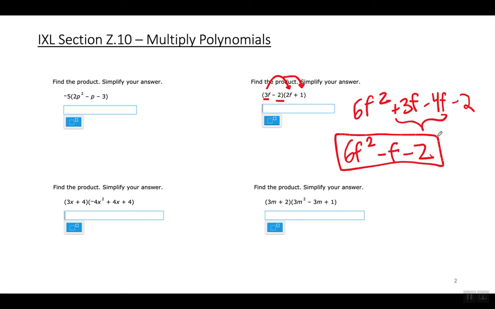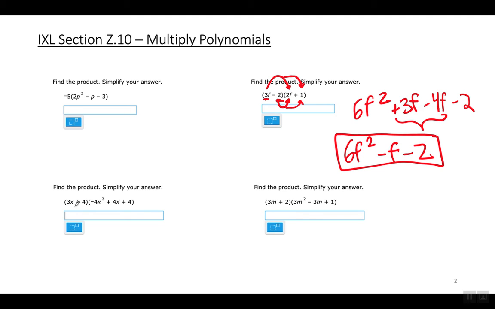Así que recuerden que cuando estoy multiplicando dos binomios, tengo que primero coger el primer término y multiplicarlo por cada uno de los términos dentro de los paréntesis, y después coger este segundo término y hacer lo mismo, multiplicarlo por cada uno de los términos dentro de los paréntesis, y al final tengo que combinar los términos iguales.